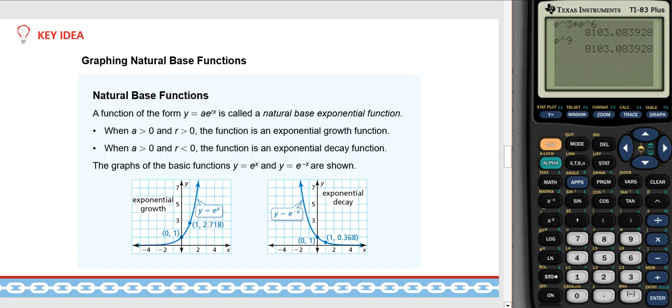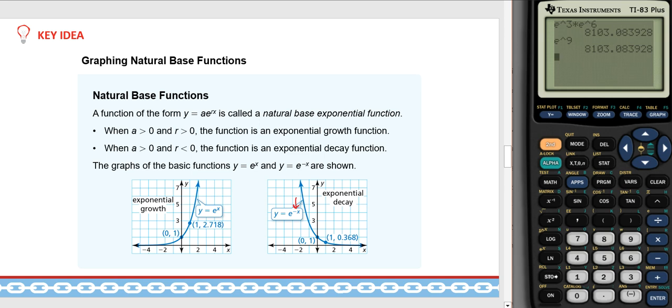The natural base can be graphed. We have these natural base functions on the screen now. That is the parent function of the natural base with a positive x value. It's exponential growth. And then in the second graph, we have e to the negative x right here. That's what gives us exponential decay, right? So they follow all of our other exponential graphs.